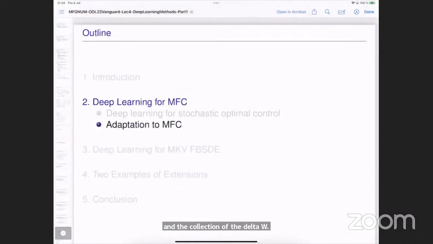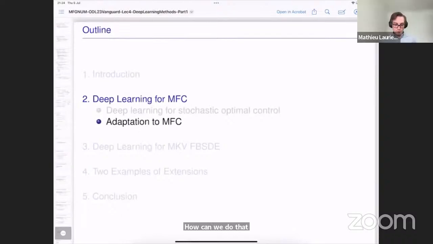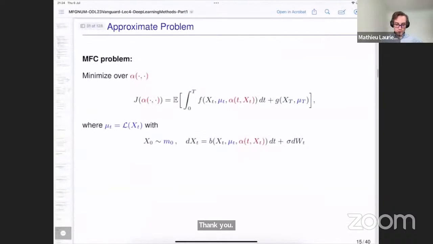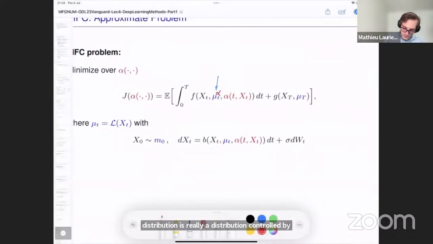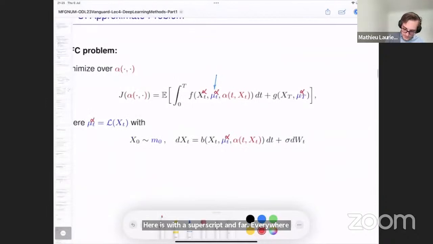How can we do that for mean field control? So it's going to be pretty similar, except we have one extra ingredient, which is the distribution. So we need to do something about the distribution. So here mu t or mt, so the law of xt. Remember that in a mean field control problem, the distribution is really the distribution controlled by alpha. So let me stress this. Here mu is with a superscript alpha everywhere to stress the fact, and same thing for x, meaning that really x is controlled by alpha and mu is the law of x alpha, so it also depends on alpha.